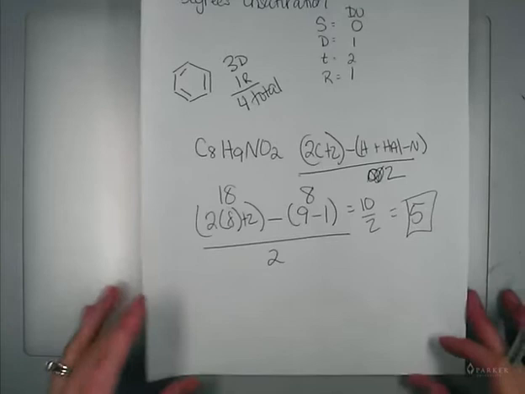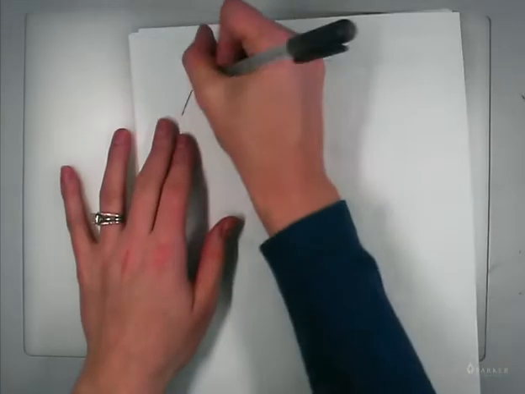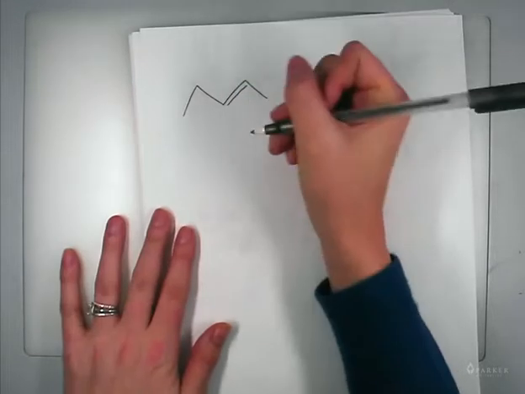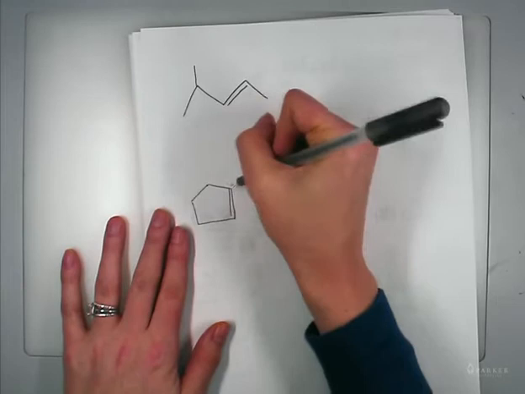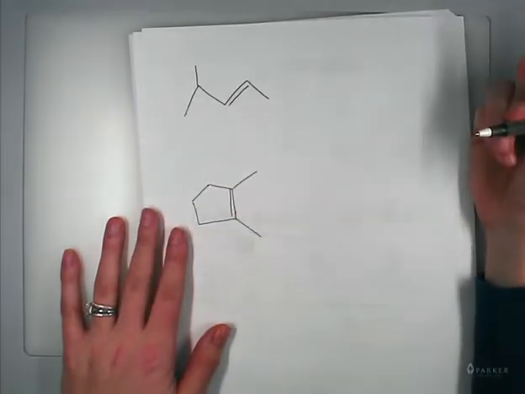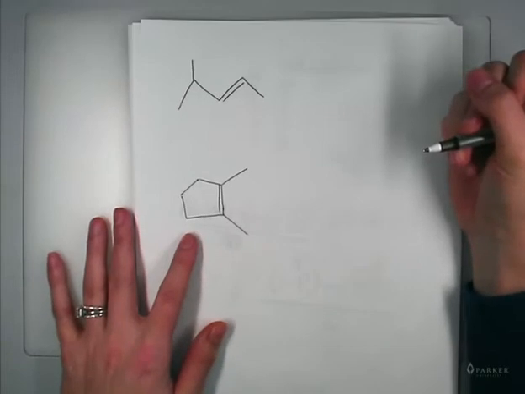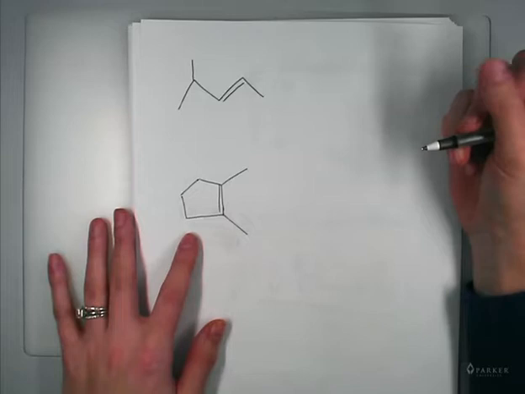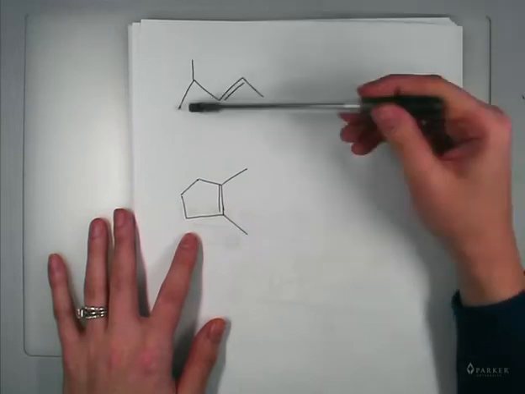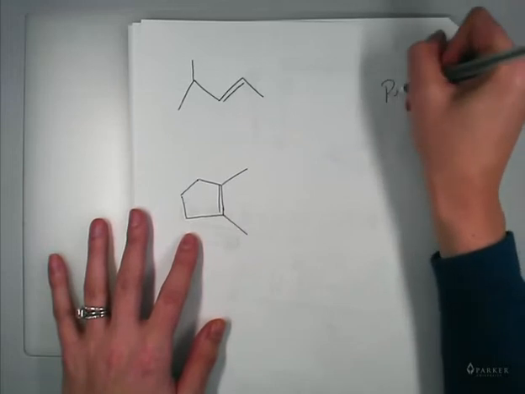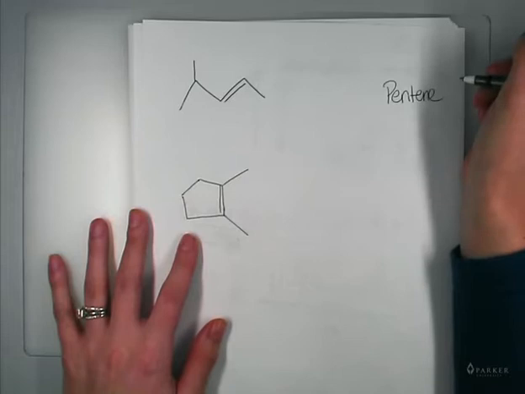So now let's look at naming. So let's name both of these. Okay, so let's look at this one. What's the longest chain? 1, 2, 3, 4, 5. How do we say that? Pentene. Where is the double bond? 2.